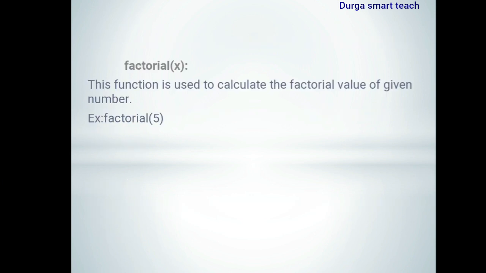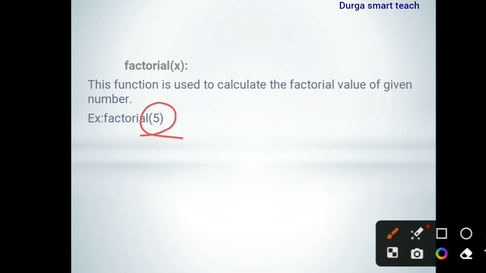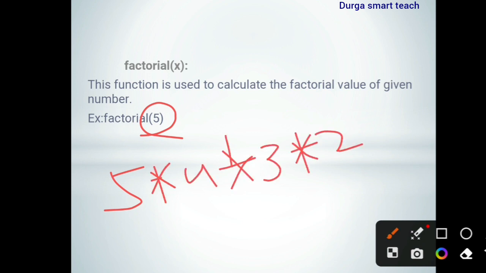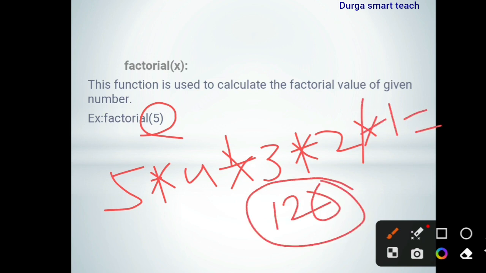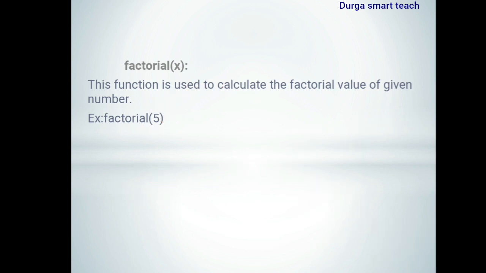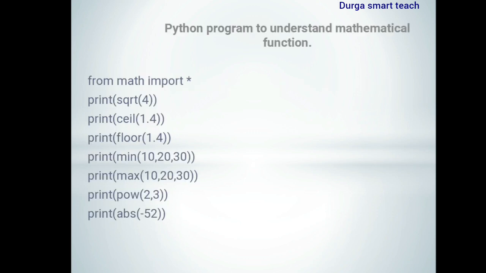One more function is factorial. This function is used to find the factorial of a given number. For suppose here the number is 5, so it will return 5 into 4 into 3 into 2 into 1. So the answer is 120. Okay, so let's see one example for the mathematical module.